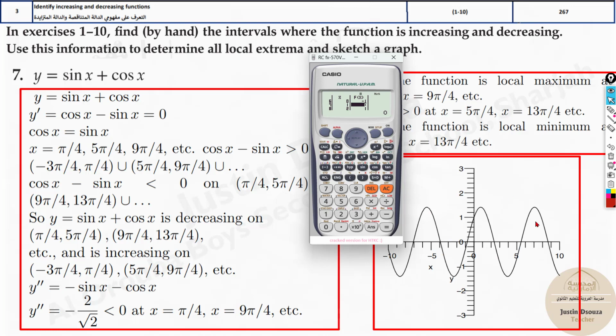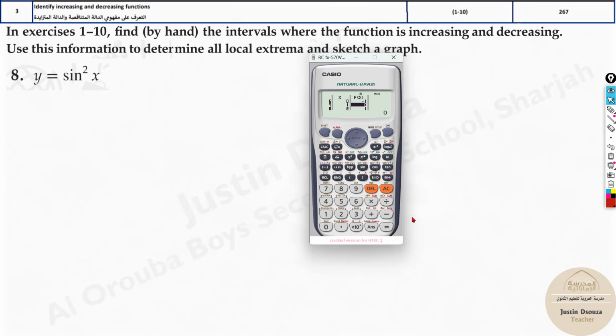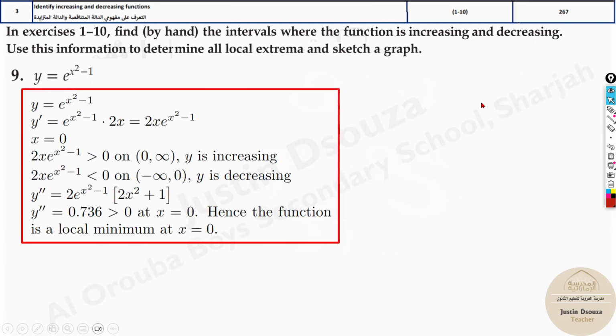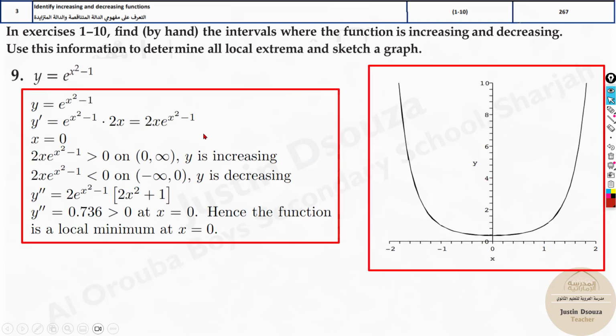Now, since it's sine, it's repetitive. It keeps on increasing, decreasing. And you can easily find it in the graph where it's going up, down, up, down. Same way, you can graph the other problems by yourselves. Try the table method, whichever method, because all the options will be given. You can try any method and get the answers.